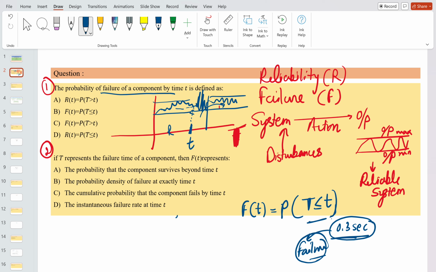If the system is able to come back, we can say that reliability is equal to 1 minus F(t), which is basically equal to 1 minus P(T less than or equal to t). From here you can also see that if T represents the failure time of a component, then F(t) represents the instantaneous failure rate at time t. Okay, F(t) is the failure, basically.